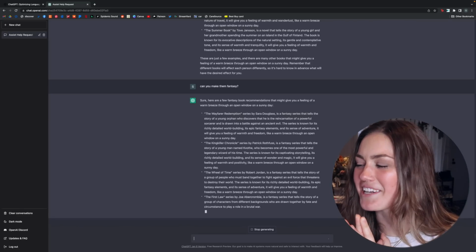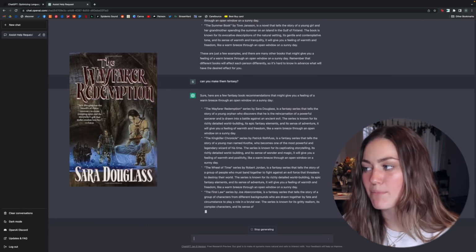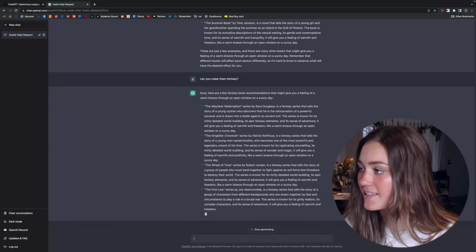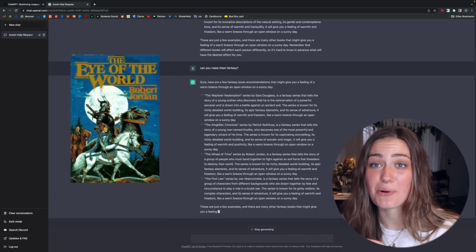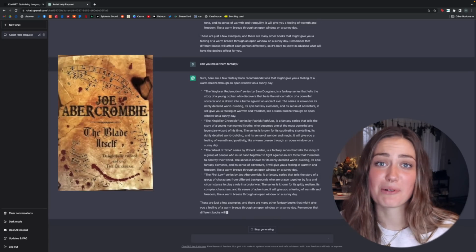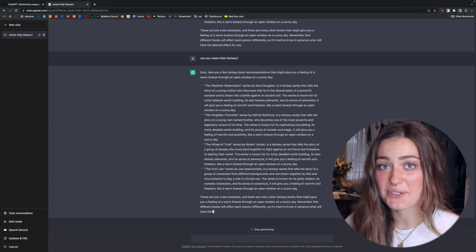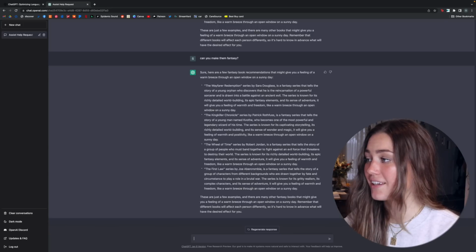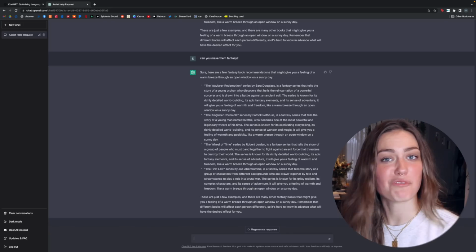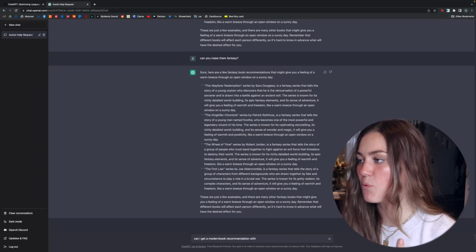Interesting. The Wayfarer Redemption series by Sara Douglass, The Kingkiller Chronicle by Patrick Rothfuss, The Wheel of Time by Robert Jordan, and The First Law by Joe Abercrombie. I actually haven't read any of those series, but all of these descriptions of why Chad chose them, honestly, some of them sound pretty up my alley, and hopefully up your alley too, friend. I keep wanting to try more.